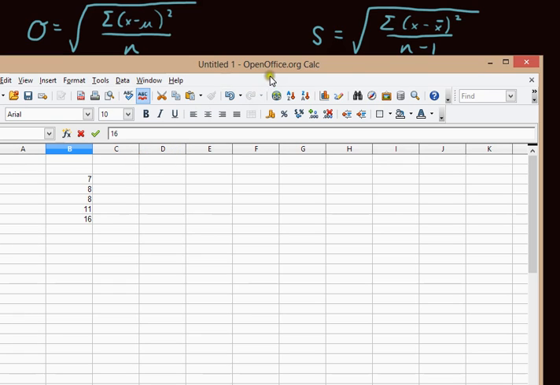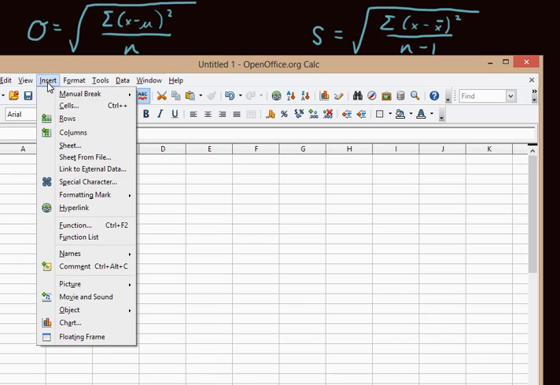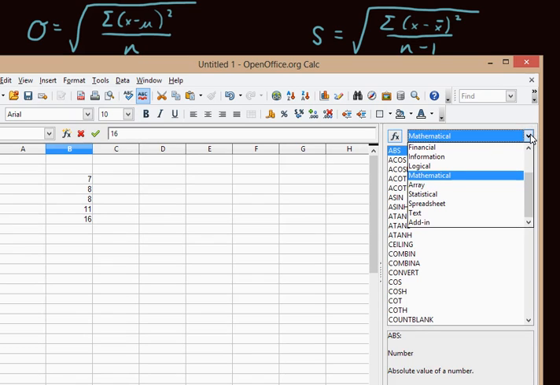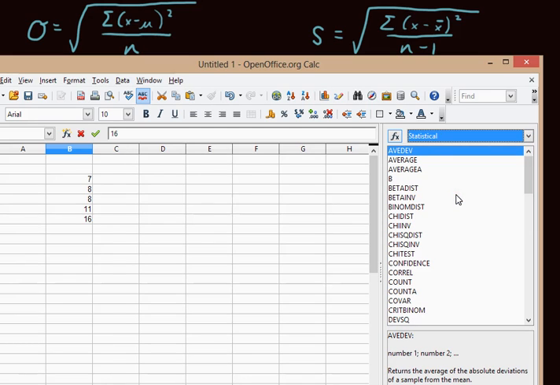So I've got my OpenOffice spreadsheet open, which if you've ever used Excel, this works nearly the same way. First thing I'm going to do is, since I can't remember the names of all these functions, I'm going to pull up my function list. And there's lots of different options for what sorts of things are in this function. You can do financial, information, logical, mathematical. Since we're in statistics class, I think statistical is probably a good place to look.